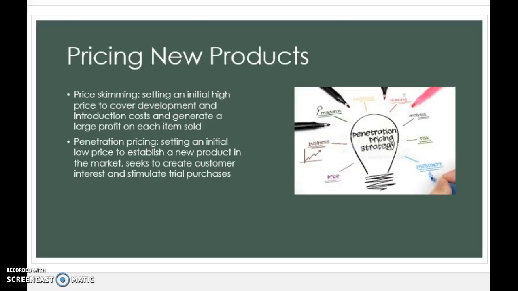In contrast, penetration pricing is setting an initial low price to establish a new product in the market. This strategy seeks to create customer interest and stimulate trial purchases. This is the best strategy when introducing a product which has or expects to have competitors very quickly.